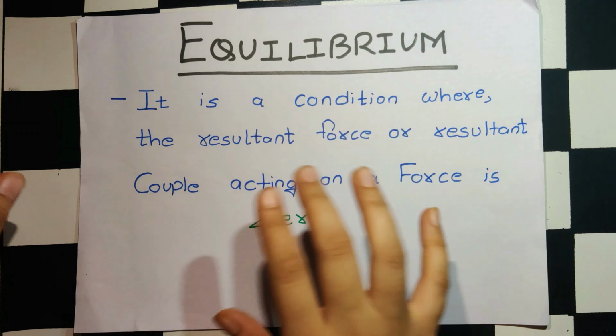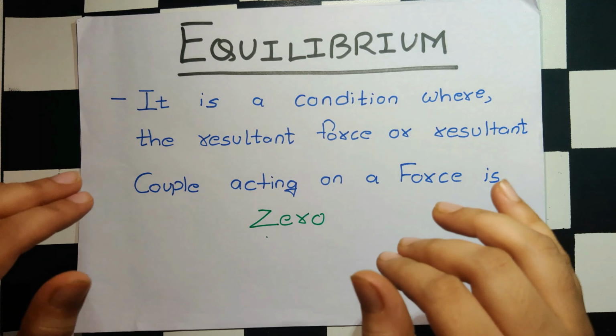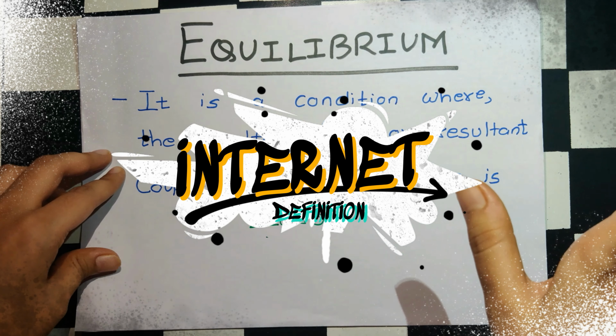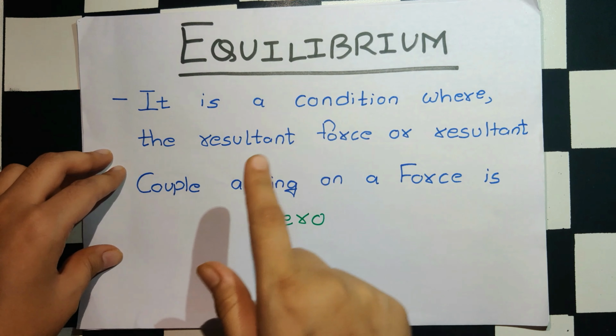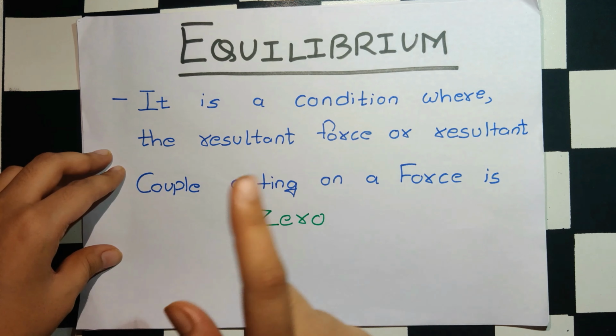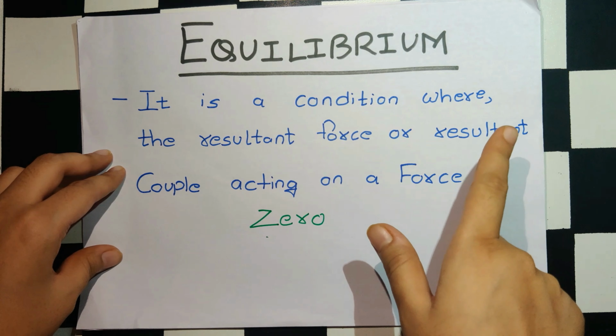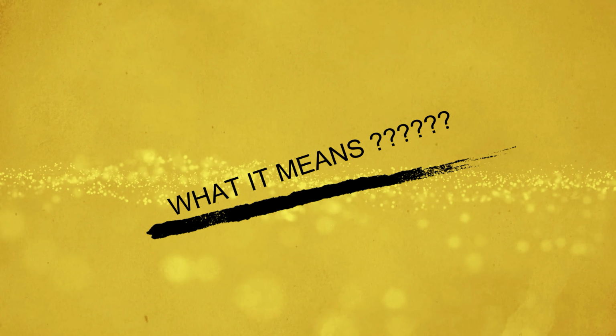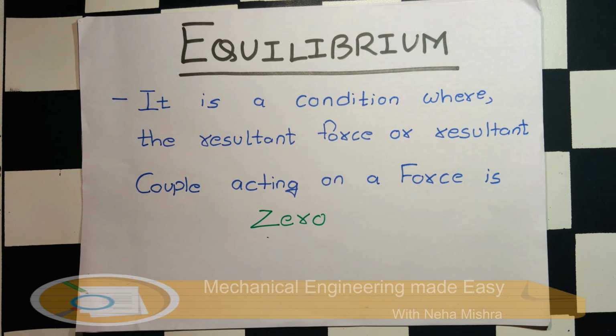So guys, first of all, let's read the statement of equilibrium, what it says. According to the internet definition, equilibrium is a condition where the resultant force or resultant couple acting on a body is zero. So friends, what does it mean? Let us understand by taking an example.